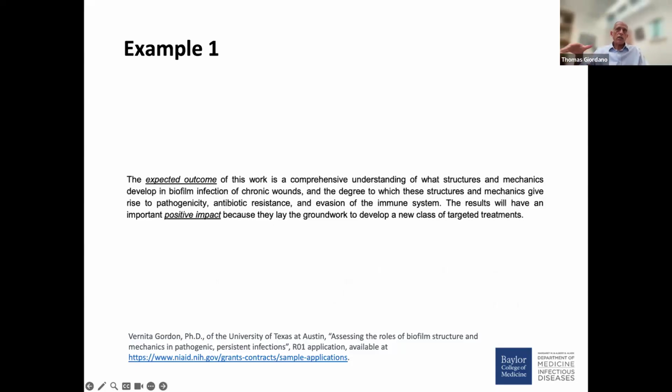And then the expected outcome is a comprehensive understanding of what structures and mechanics develop in biofilm infections of chronic wounds, and the degree to which these structures and mechanics give rise to pathogenicity, antibiotic resistance, and evasion of the immune system. And evasion of the immune system is in the 3rd aim, and the others are in Aims 1 and 2, and it's going to have a positive impact. And that's the final paragraph of their aims page. So it's very nicely structured. You can see all the stuff I laid out in there, just in different proportions.